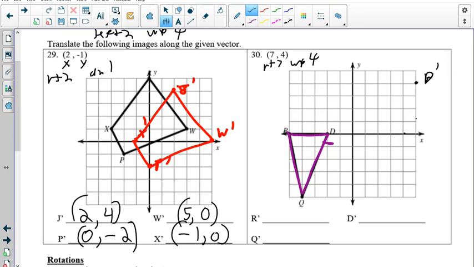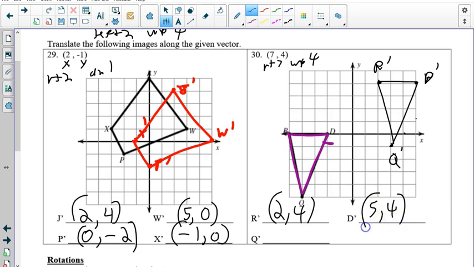Okay? R is going to move 1, 2, 3, 4, 5, 6, 7, and up 4, just where we had it. And Q is going to move 1, 2, 3, 4, 5, 6, 7, 1, 2, 3, 4, and there's my Q prime. Now where are they? R is at 2, 1, 2, 3, 4. D prime is at 1, 2, 3, 4, 5, also 4. And Q prime is at 1, 2, 3, -1.